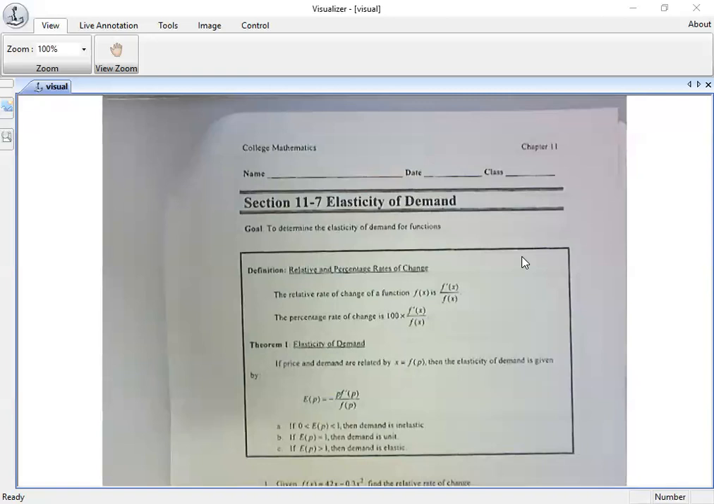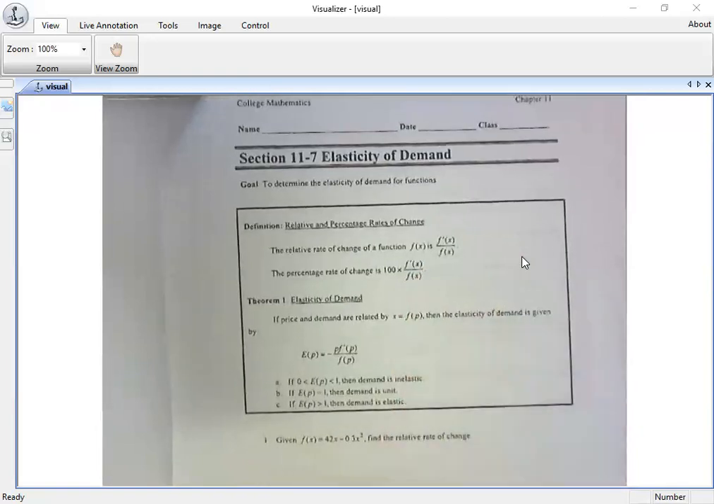And elasticity of demand is this. First of all, we need to come up with an understanding of what the relative rate of change of the function is. Now, we are changing the verbiage a little bit. We talked about the average cost function before. You remember how we got that? We took the cost function and had to divide everything by what? By X, the number of products we were making. And that would give us the average cost per item based on however many items we were making.